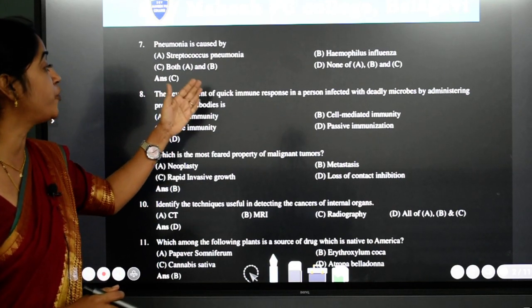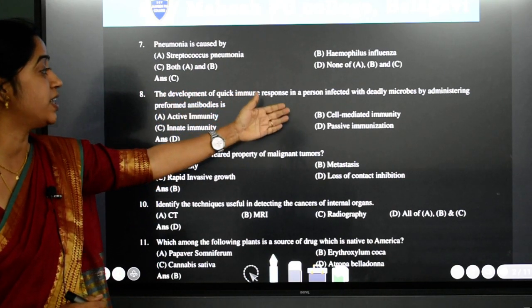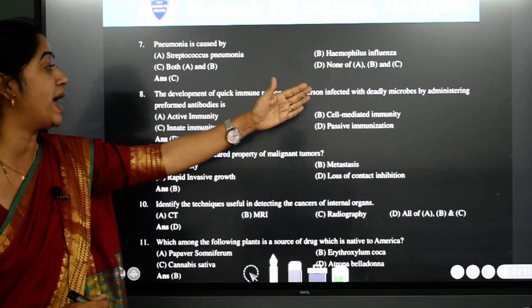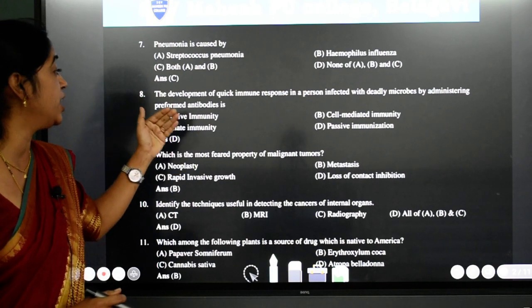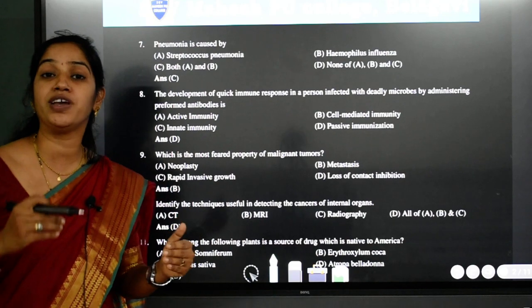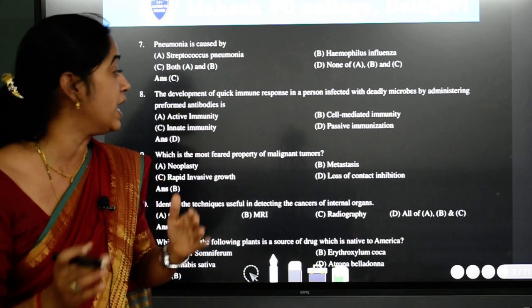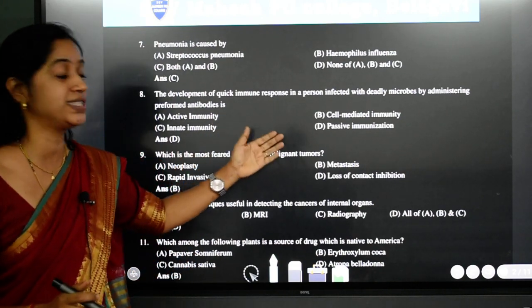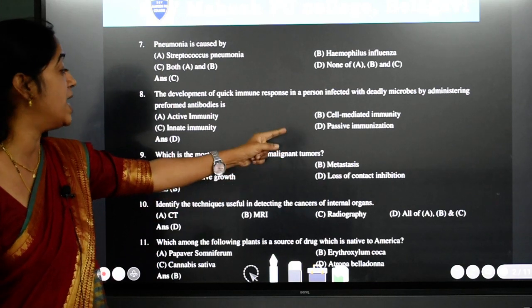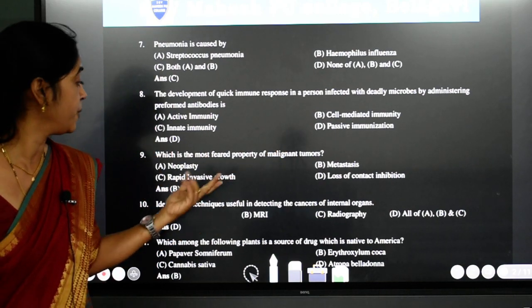The development of a quick immune response in a person infected with deadly microbes by administering preformed antibodies is... See student, whenever we give a patient a preformed antibody, it becomes a part of passive immunity. So the straight answer is passive immunity. Next question.